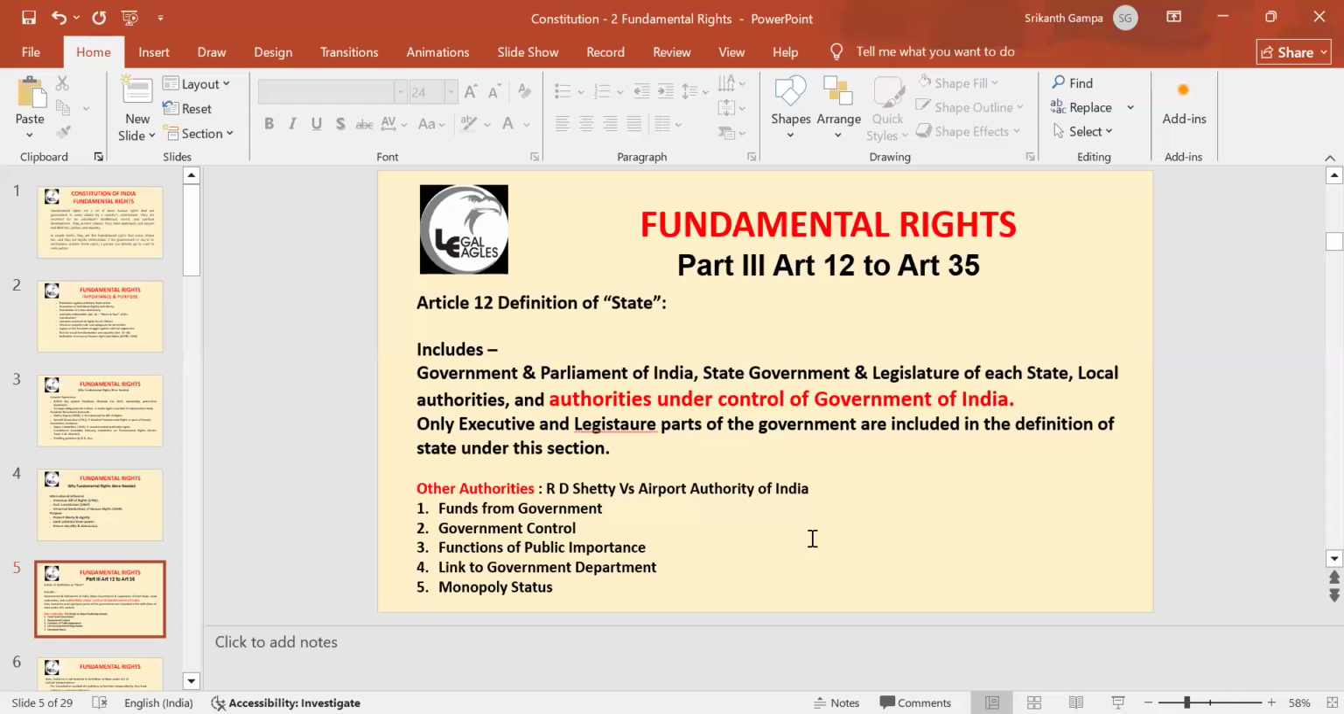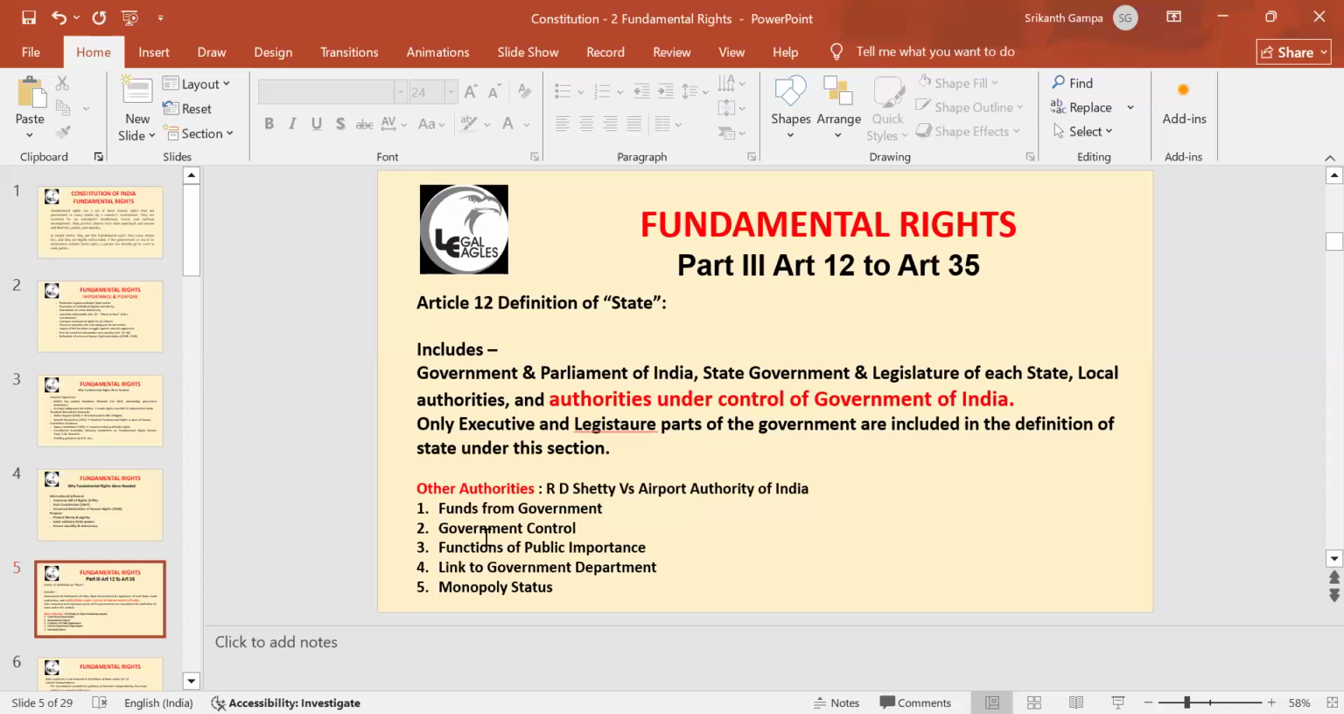Authorities who receive funds from the government, anyone who is receiving funds from the government, are called state for this specific protection of the fundamental rights. Then any authority under government control, majority control also. Let us take any bank. In the bank, there are 10 directors, 7 are from the government. Then we can take it as an authority under control of government of India.